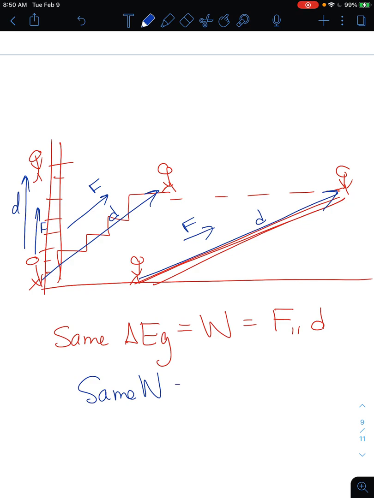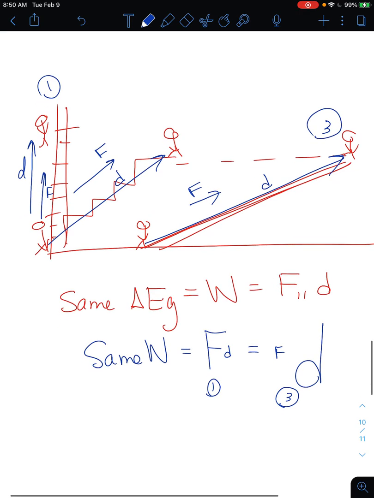The answer is, for the same amount of work done either way, that work can be given to you through a big force and a small displacement, like path number 1, or it could be given to you through a big displacement but less force by path number 3. And so this should remind you of impulse: big force, small time, big time, small force. But this time we're talking about work and our change in energy.